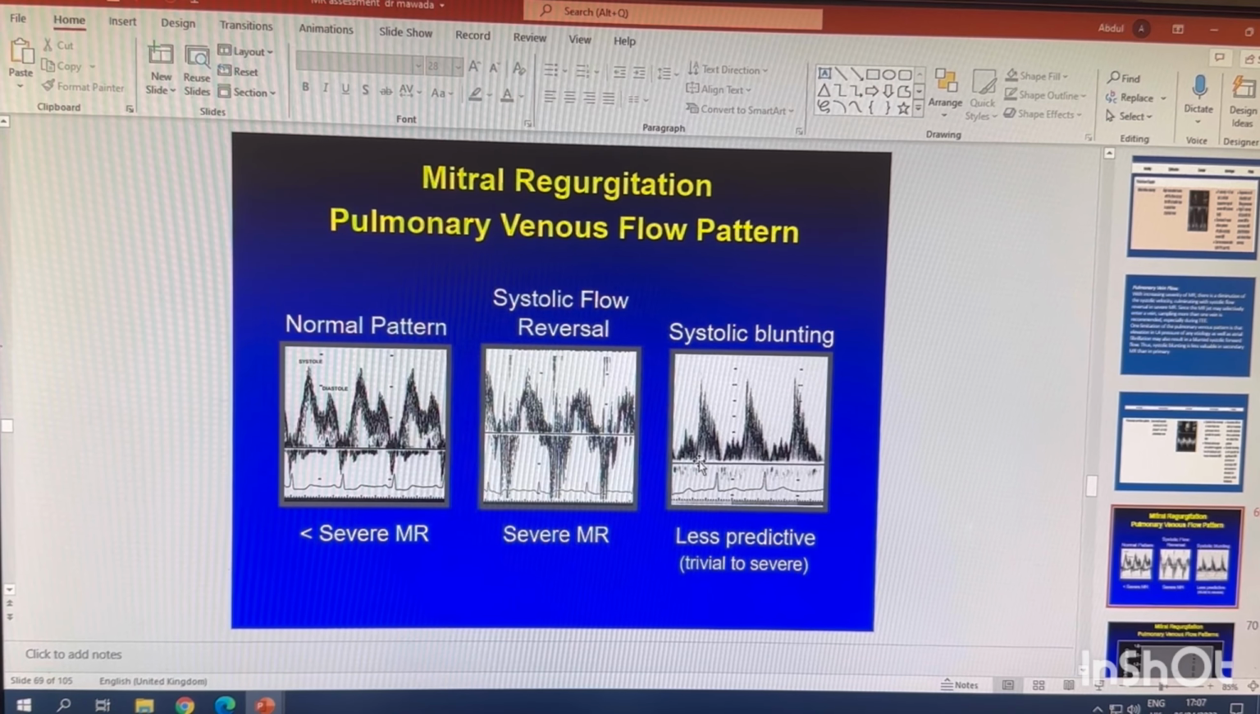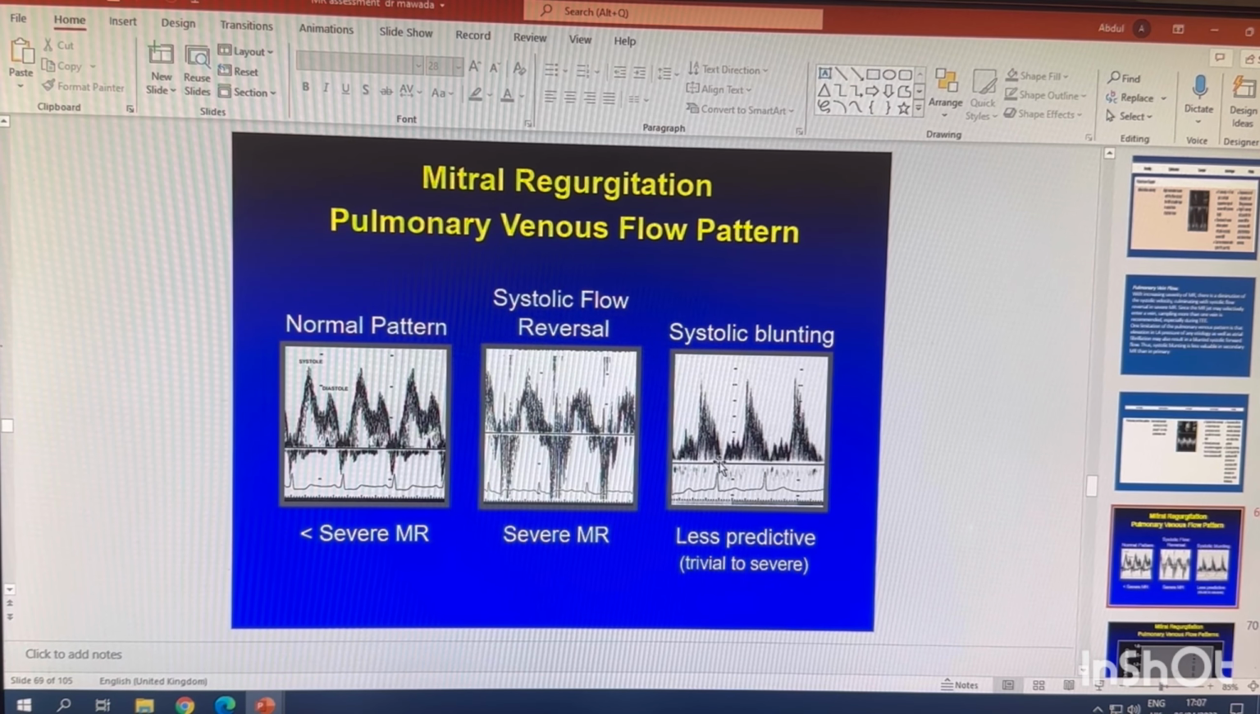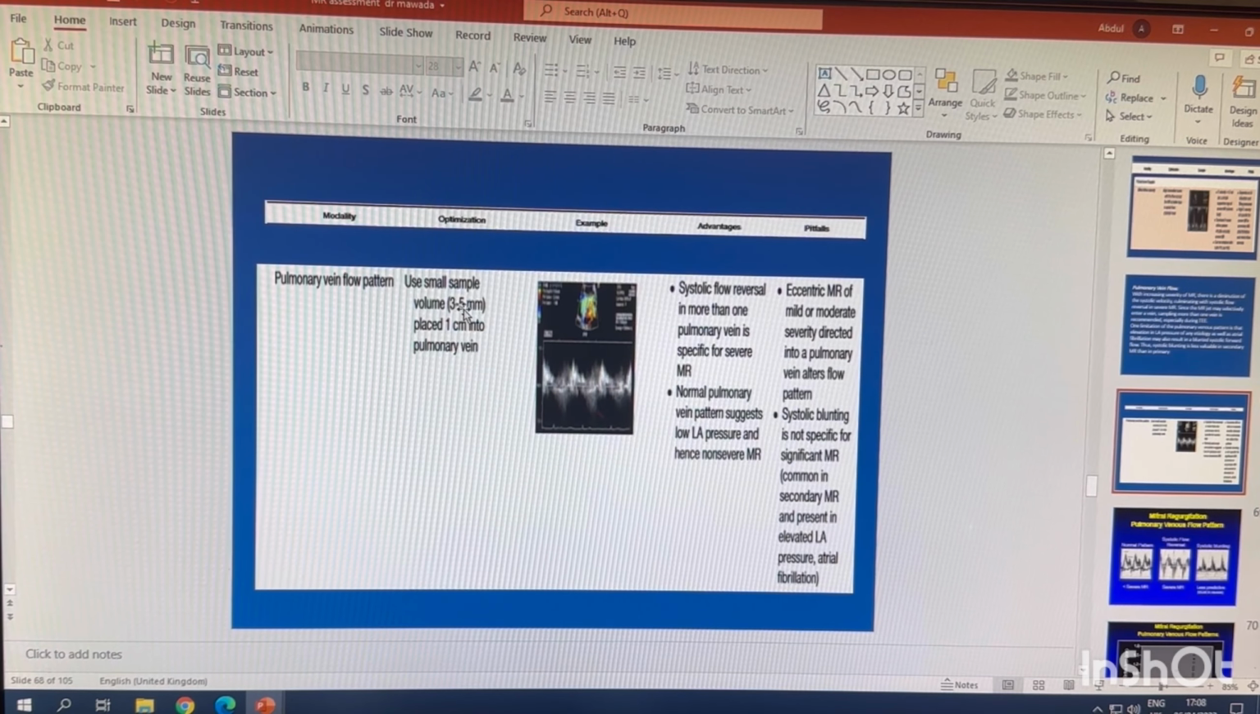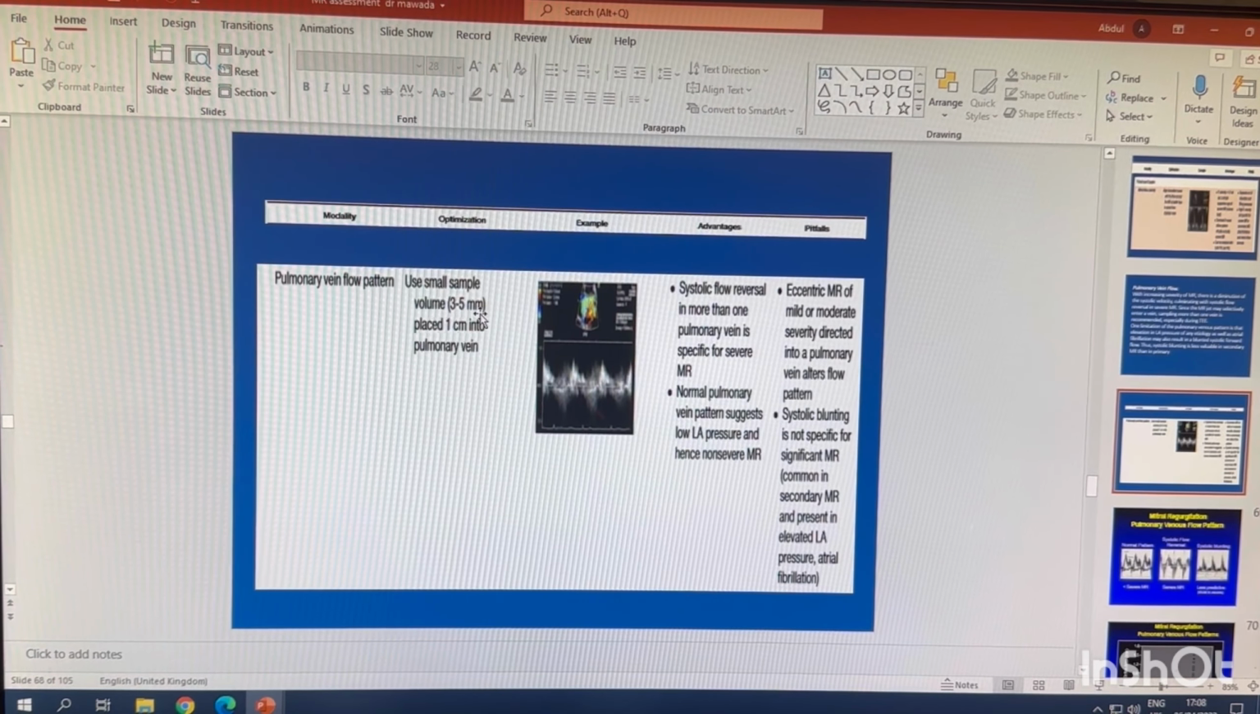Then this one is the systolic flow blunting. You see, the systolic wave is very small and the diastolic is very dominant. But in this condition you need to look at other things as well, as this could be related to severe diastolic dysfunction too. Once you are doing the pulmonary vein Doppler, you need a pulse wave Doppler sample volume of 3 to 5 mm, placed 1 centimeter into the pulmonary vein. This is very important. I was thinking maybe it's 2 or 3, but it should be 1 centimeter inside the pulmonary vein. So this is a very important point once you are doing this.